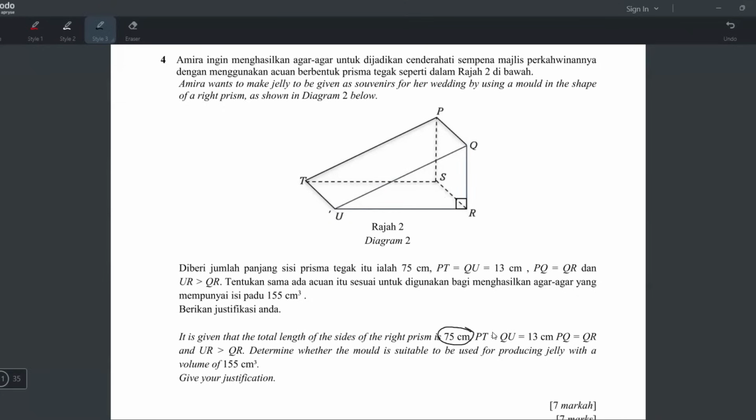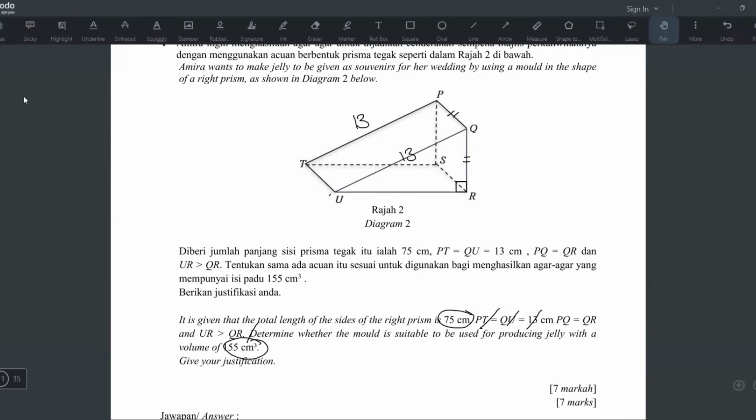And then PT and QU are 13. We should label this. PT, here 13. QU is also 13. Alright. PQ equals QR, so this one and this one are the same. And the UR is bigger than QR. UR is longer than QR. Yeah, I can see it, even with the eyes you can see it. UR is indeed longer. And then determine whether the mold is suitable to be used for producing jelly with a volume of 155. Give your justification. Okay, this is bad. I still don't know which chapter.